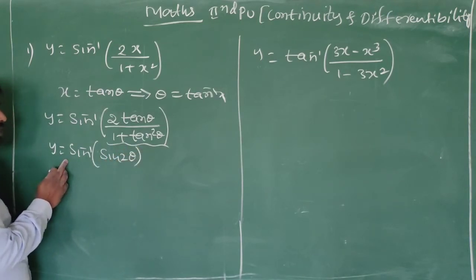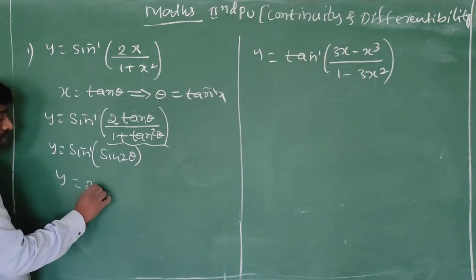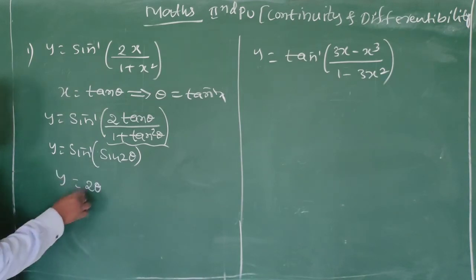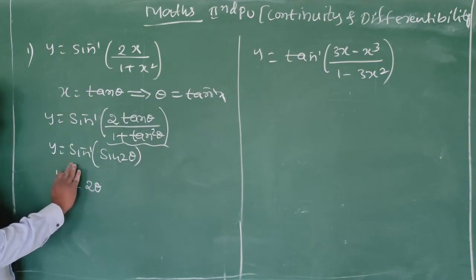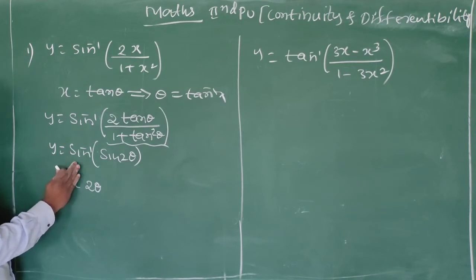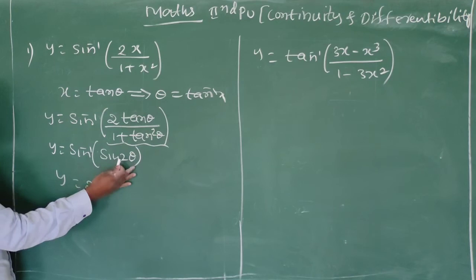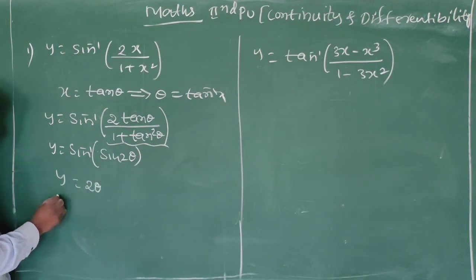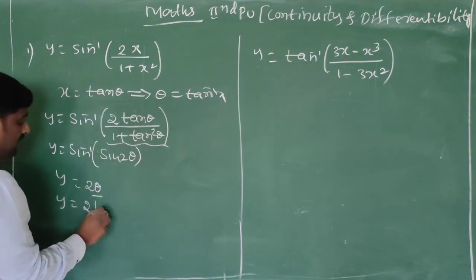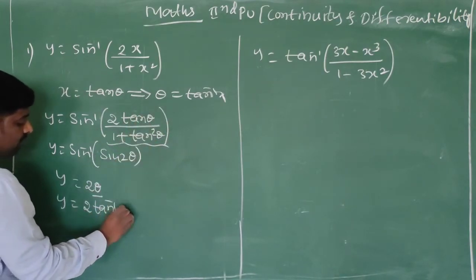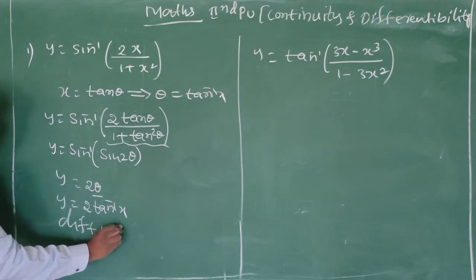Now sin inverse of sin x is x. Therefore y is equal to 2 theta. And again, don't cancel sin or sin inverse like that, that is meaningless. This is a forward identity: sin inverse of sin x is x. Sin inverse of sin 2 theta is 2 theta. Now y is equal to 2 into theta value, which is tan inverse x. Now differentiate with respect to x.